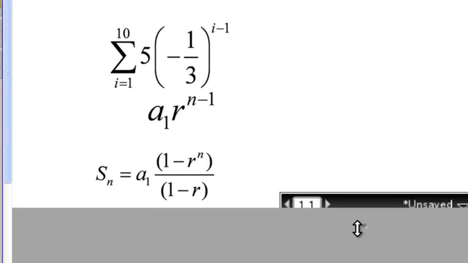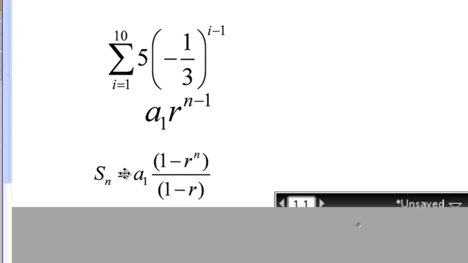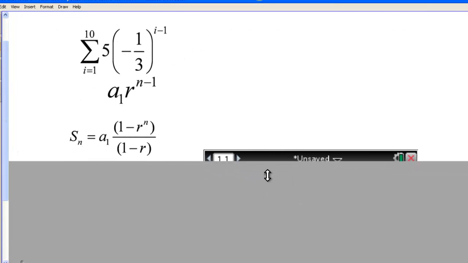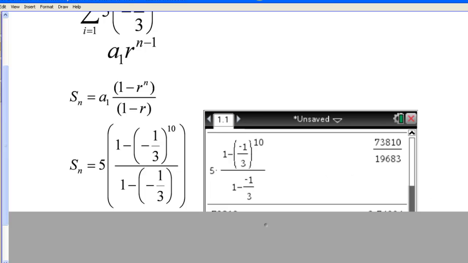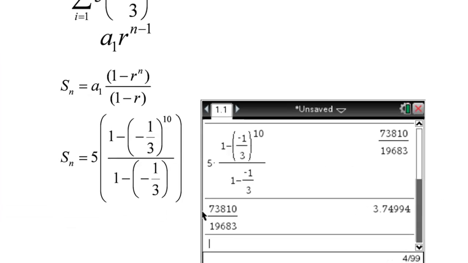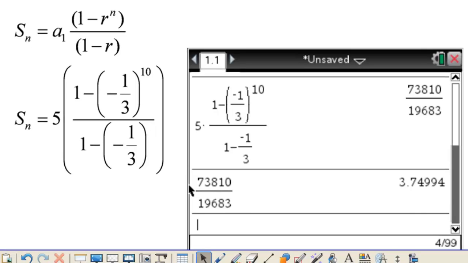All right, so if I take S sub n equals the first term times 1 minus r to the n over 1 minus r, my first term is 5. My common ratio is negative 1/3. And I raise that to the 10th power because 10, or n, represents my upper bound. And you have kind of a royal mess of a complex fraction. So if you see on the right, I have put that in my graphing calculator so that it would do the hard numeric computation for me. So the exact value I yield is 73,810 over 19,683, or probably more preferable as a decimal approximation, 3.74.